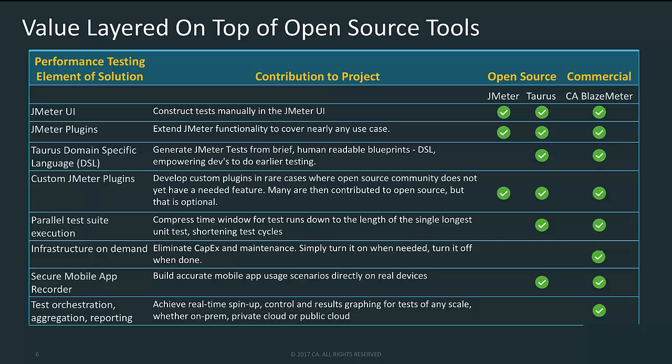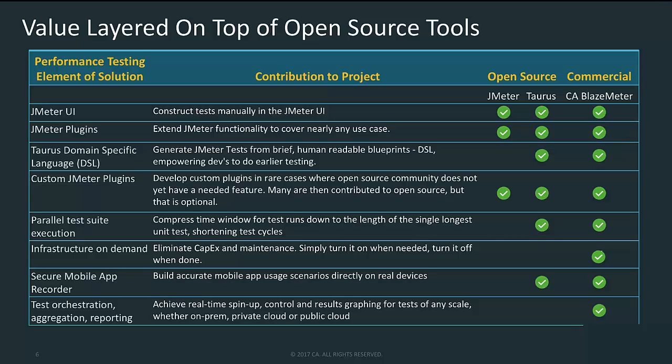Being able to run your tests in parallel, meaning you can run dozens or hundreds of tests at the same time, which means that you can shorten test windows. Infrastructure on demand. No need to set up machines or rely on a lab or access to a lab to get things done. It's purely elastic, right? A secure mobile app recorder, which allows you to record secure sessions between a mobile app and your back end in order to build scripts. And then finally, BlazeMeter provides test orchestration, aggregating, and reporting.